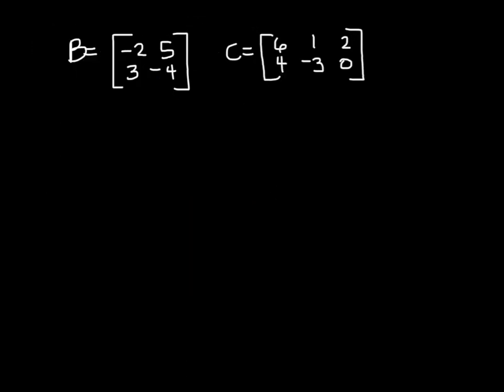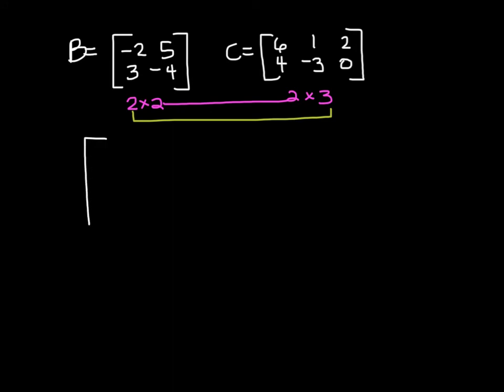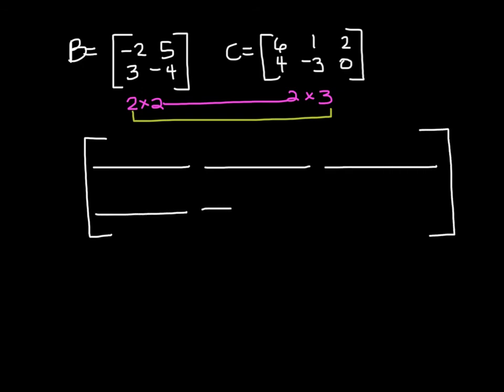So let's check out B times C. Can I even multiply them? Well, we know that this dimension is 2 by 2. This dimension is 2 by 3. These match. So my result is going to be 2 by 3. So I'm going to set that up right now. Leave myself a little more space this time.